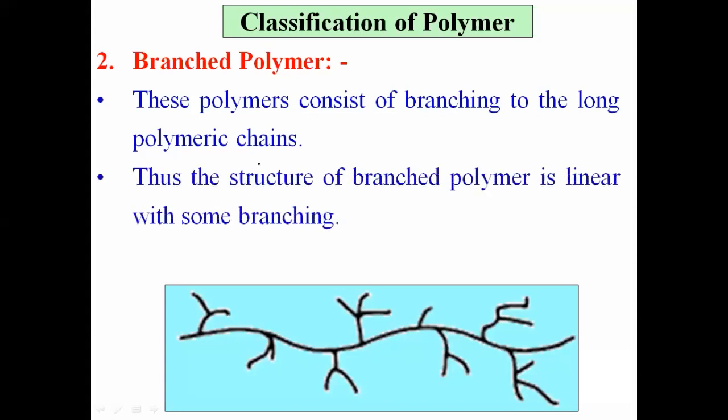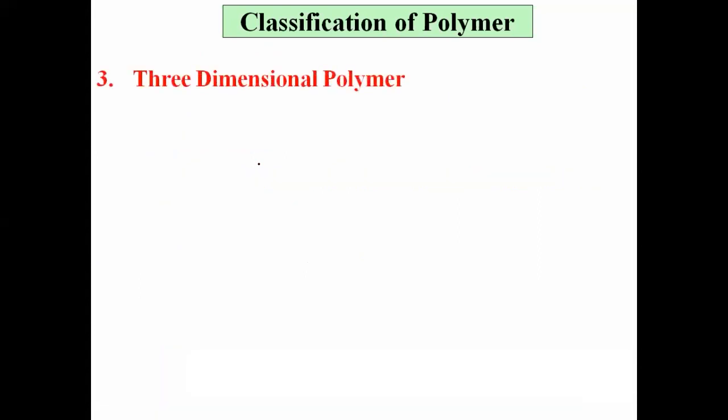Okay, now here the structure of the branched polymer is linear with some branching. Examples are amylopectin and glycogen. This is the example of branched polymer. Okay, now let us see the third one, the three-dimensional polymer or cross-linked polymer.